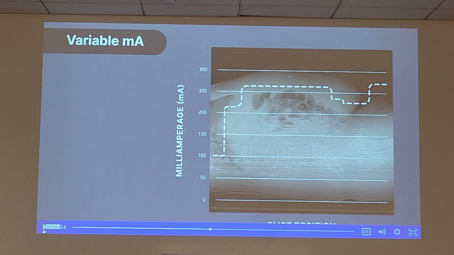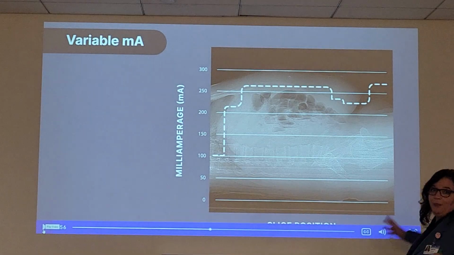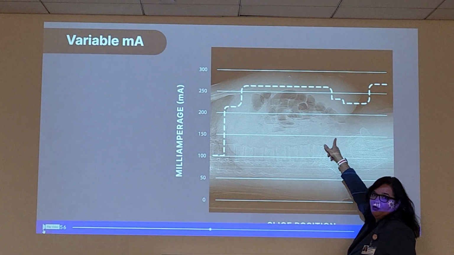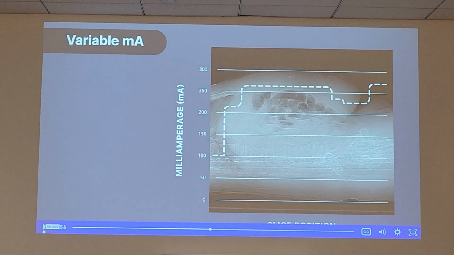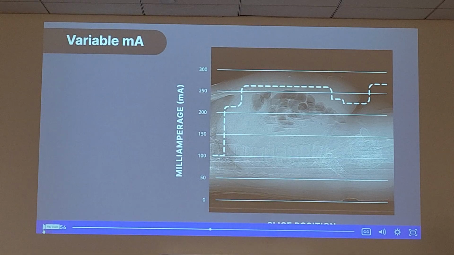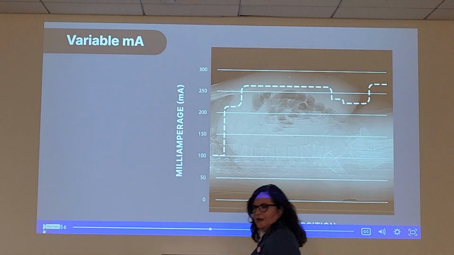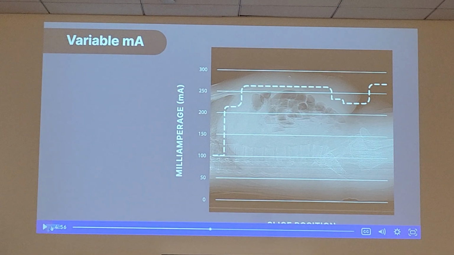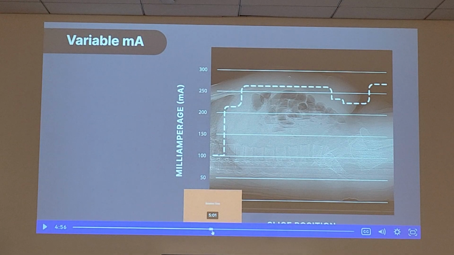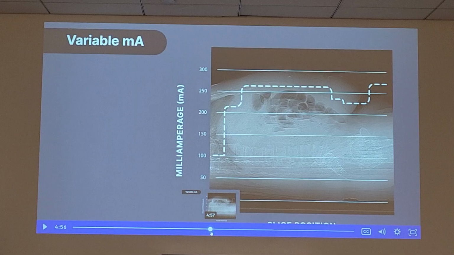What's the number one thing that we are saving or helping by having a variable MA? She means it's like penetrating the tissues at different intensities to kind of get the image. Yeah. Okay, that's MA, yes.